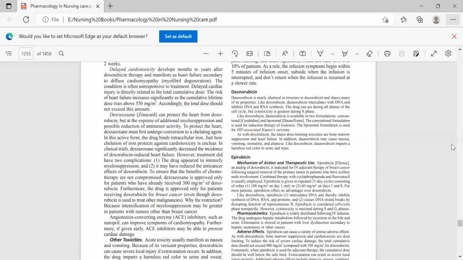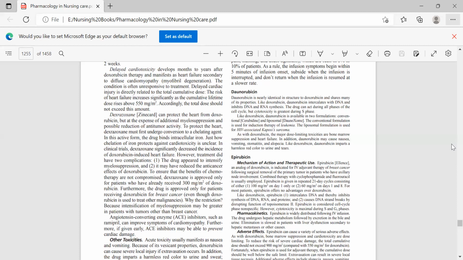Number one, the drug appears to intensify myelosuppression, which is already caused by the use of doxorubicin. The preventive drug dexrazoxane also produces myelosuppression, and it also reduces the anti-cancer activity of doxorubicin. So the benefits of chemotherapy should not be compromised.